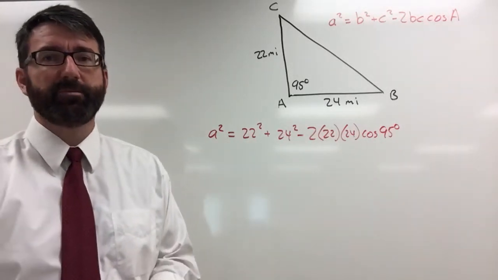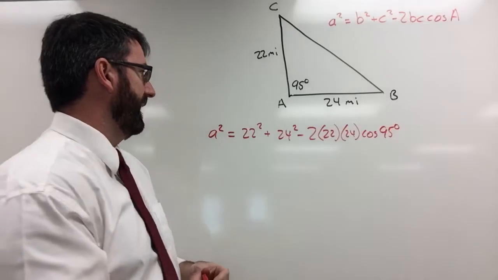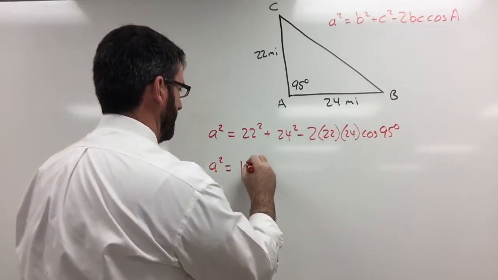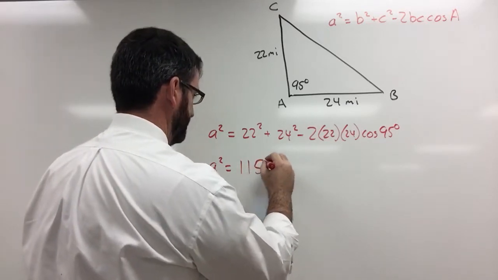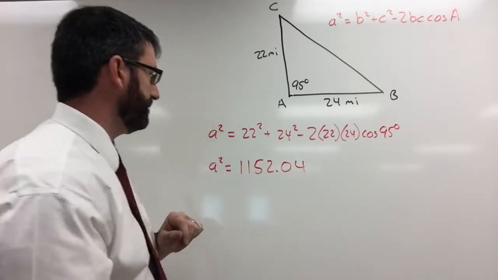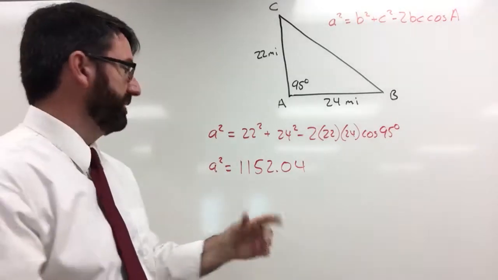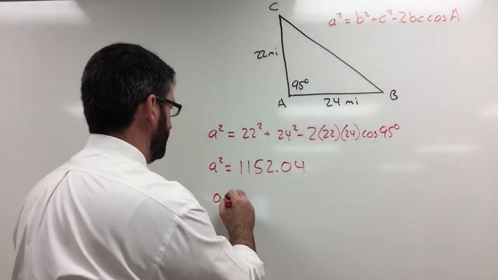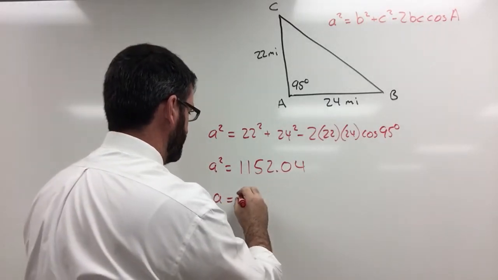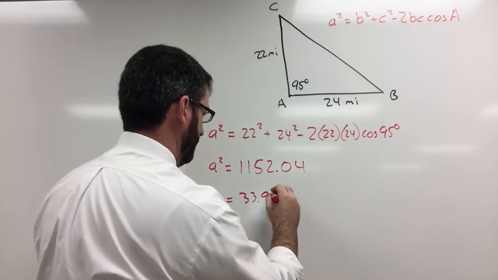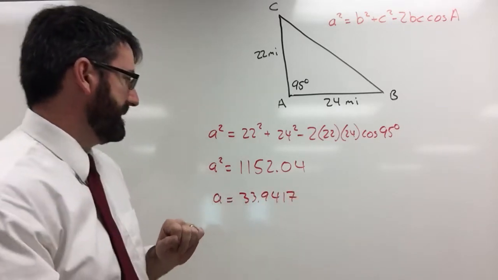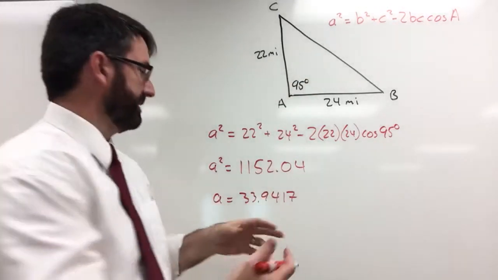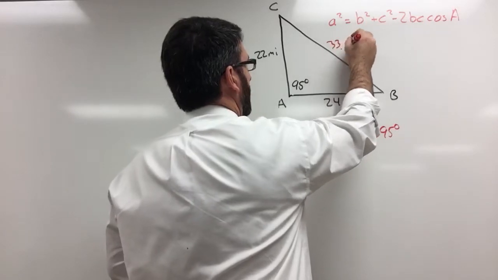So we can plug this into a calculator, and what we're going to get is that A squared is equal to 1,152.04. And then we take the square root of that, because this is what A squared is. What we want to know is what is A. So A is going to be equal to the square root of this, which is 33.9417. All right, and so our answer rounded to the nearest tenth is 33.9.